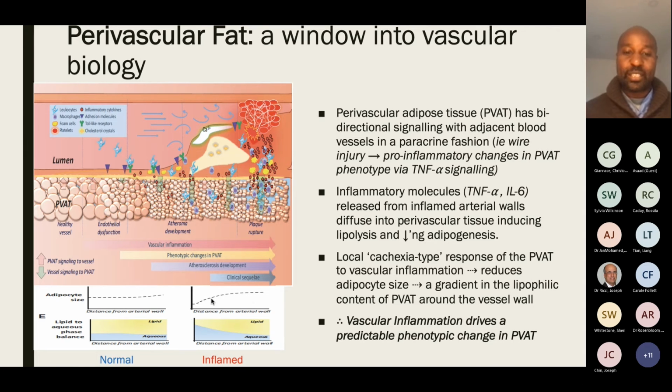So there's a gradient in the size of the adipocytes, and there's also a gradient in the lipid content, or the balance between lipid and aqueous. So in an inflamed vessel, close to that wall, you actually have less lipid content, more water, and then the ratio of fat to water increases as you go out from that wall, whereas the composition is fairly constant in a non-inflamed vessel, with a high amount of lipid content and less water. So inflammation in the vessel causes these phenotypic changes in the perivascular tissue, where you've got a gradient of small adipocytes and less lipid content close to the vessel, which increases as you go out from it. So the vascular inflammation drives a predictable phenotypic change in the perivascular adipose tissue that can be exploited through imaging to get a sense of what's going on at the vessel level with respect to inflammation.